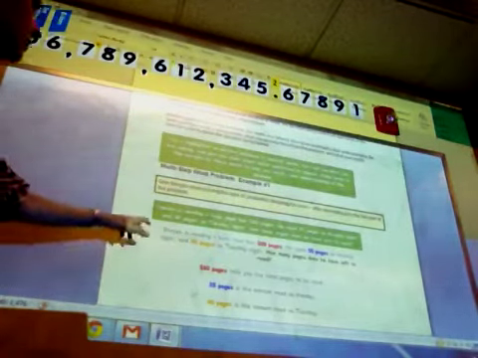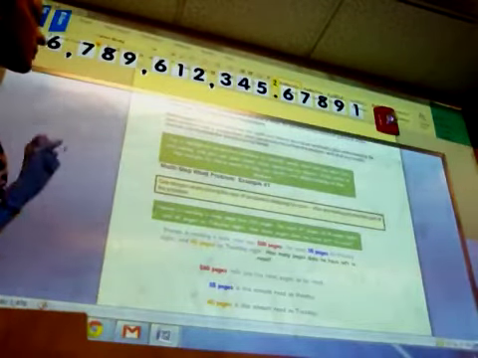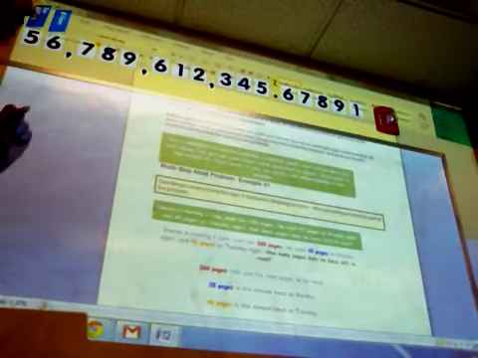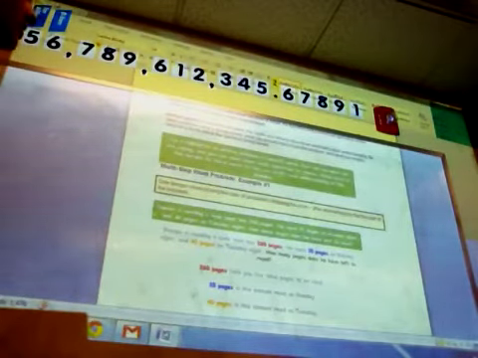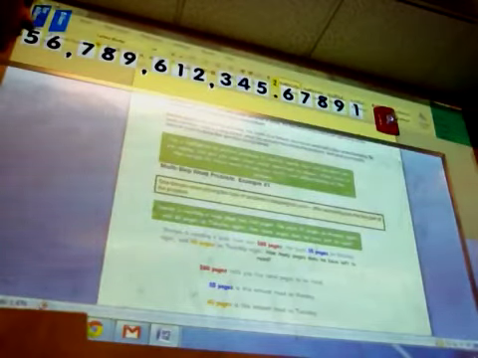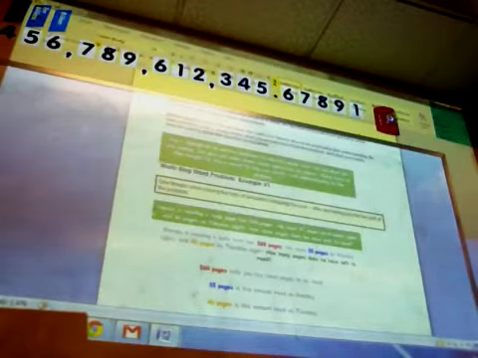Let's read the problem. It says, Stephen is reading a book that has 260 pages. He reads 35 pages on Monday, 40 pages on Tuesday. How many pages does he have left to read? So we've read the problem. Now let's dissect it for important information.